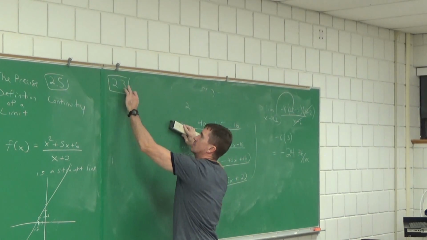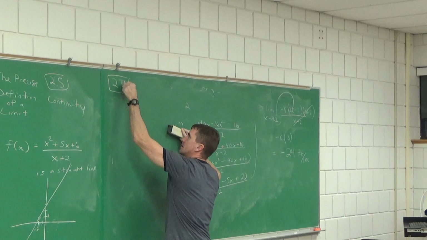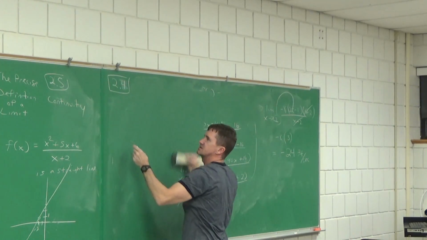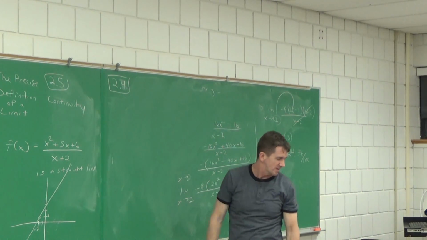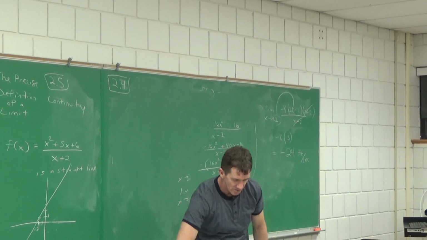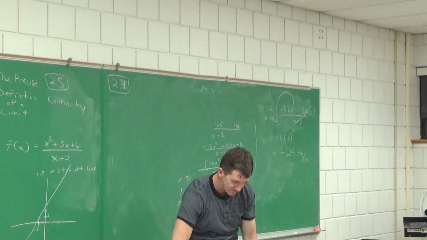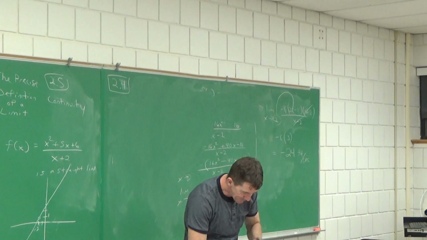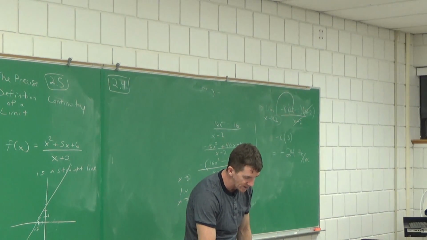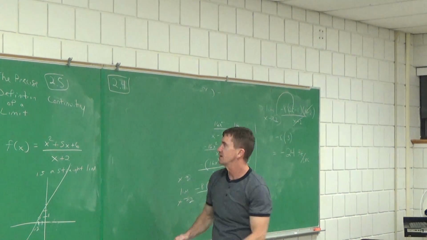All right, 2.4. And what's this title called? The precise definition of a limit. Well, in 2.4, you're like, how do you define a limit? So I'm going to write this down, everyone. This is on page 110. And he writes something like this.